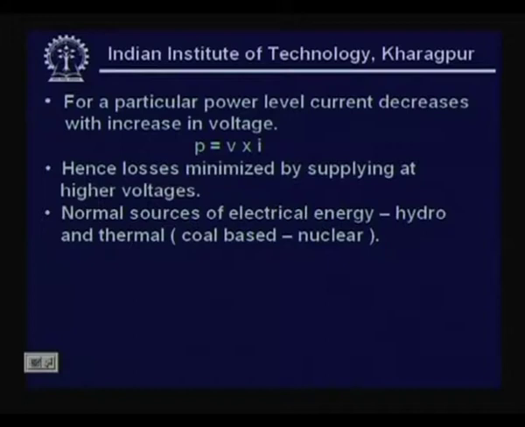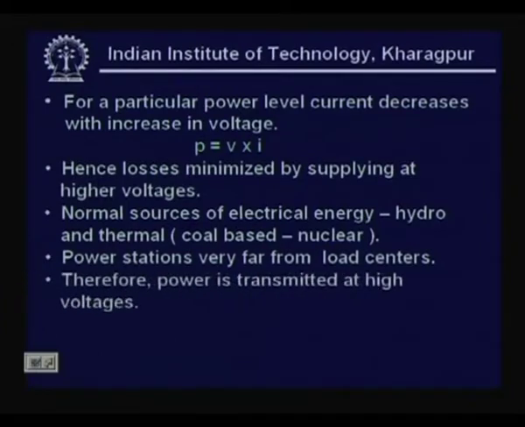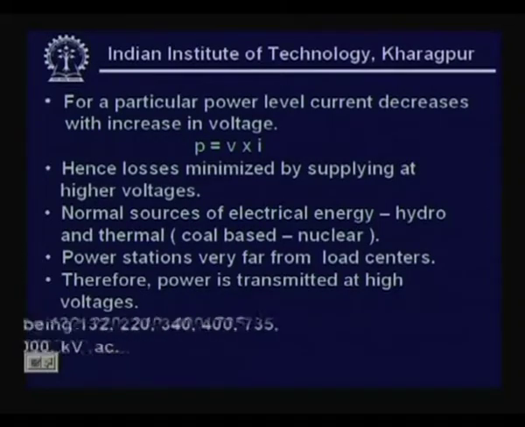However, energy is obtained either in the form of hydro or thermal. Thermal does include coal based and nuclear energy also. Being hydro or thermal, being coal based or nuclear, you understand coal based stations are located at the pit head of a coal mine, hydro stations are located at the hydro reservoirs, and nuclear stations for purpose of safety are located away. As a result, power stations are very far from load centers. Therefore, power has to be transmitted at high voltages to reduce the losses.